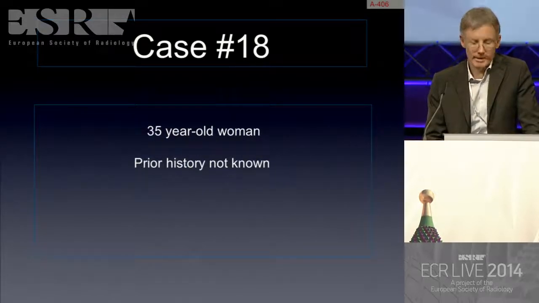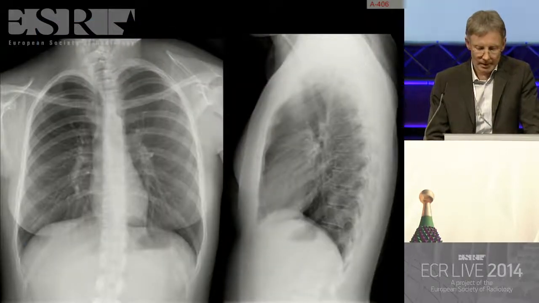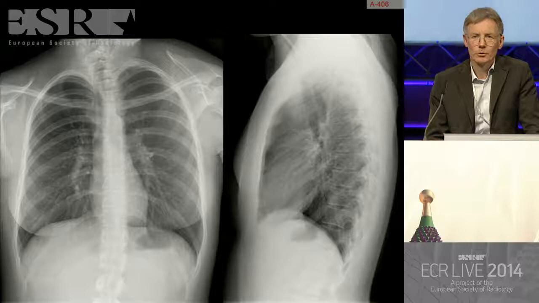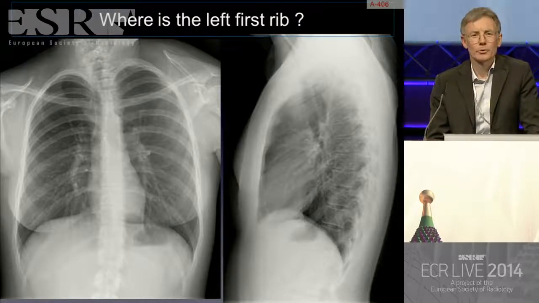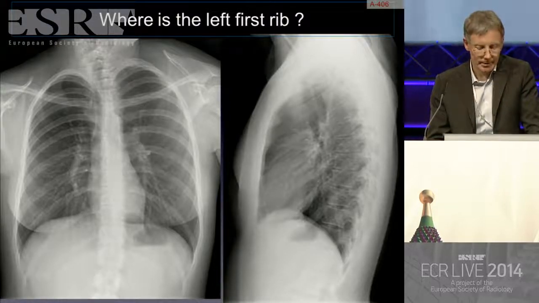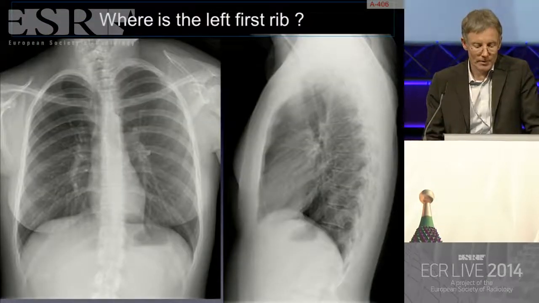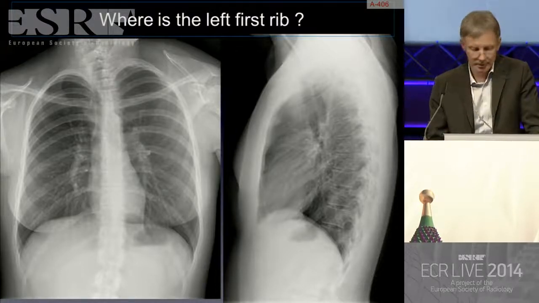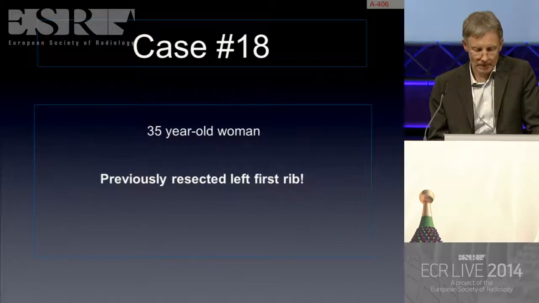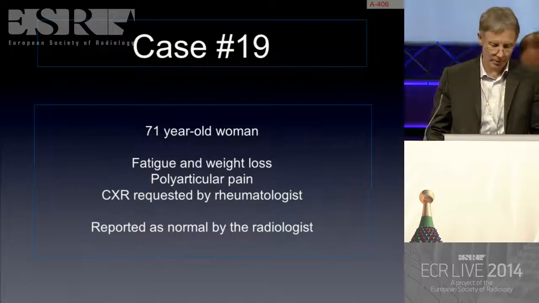This is a very quick case now, 35-year-old woman. The prior history is not known. You don't need your smartphones for this one. The question is, where is the left first rib? So whether any of you saw this, now that you're concentrating on the apex, this was a previously resected left first rib. Remember to look at the apices and compare the density in that region. So thank you. Over to Denis, and you'll see now that the cases will be shown to you at a faster rate.